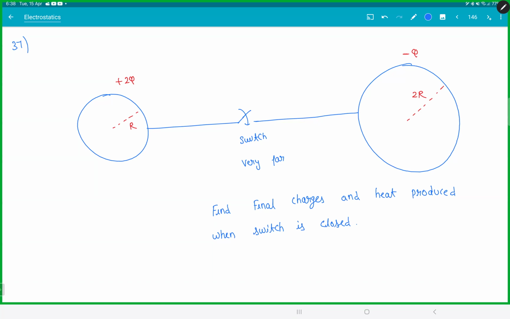Hollow conducting shells, right? If that is solid, I will shade them, na?